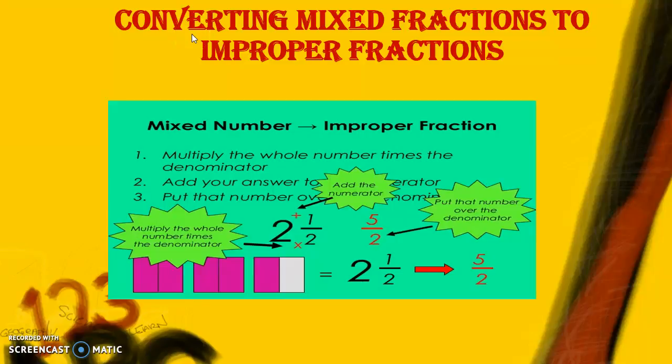After that, we go to converting mixed fractions to improper fractions. 2 and 1 over 2 converts into 5 over 2. Step 1. Multiply the whole number part by the fraction's denominator, 2 multiplied by 2. Add that to the numerator, plus 1, and write the result on top of the denominator, 5 over 2.